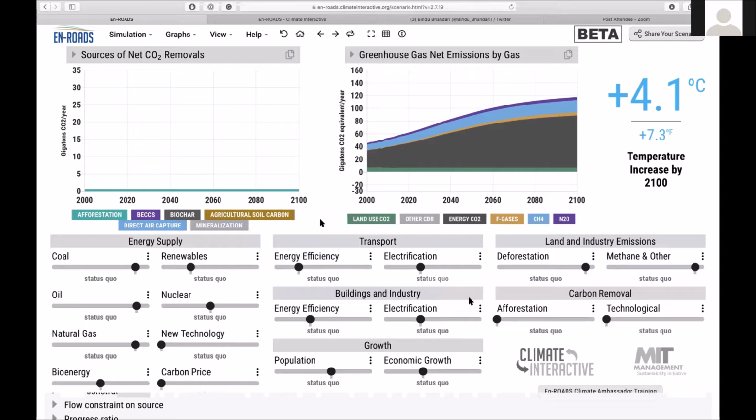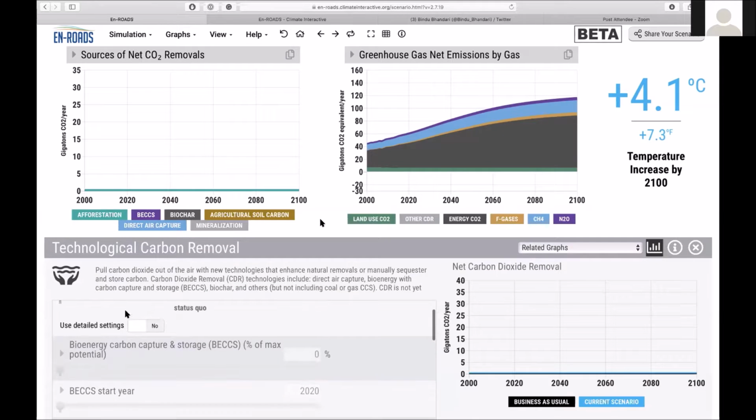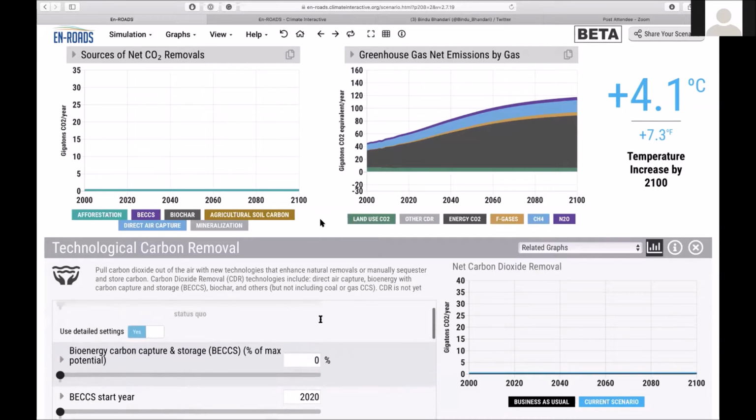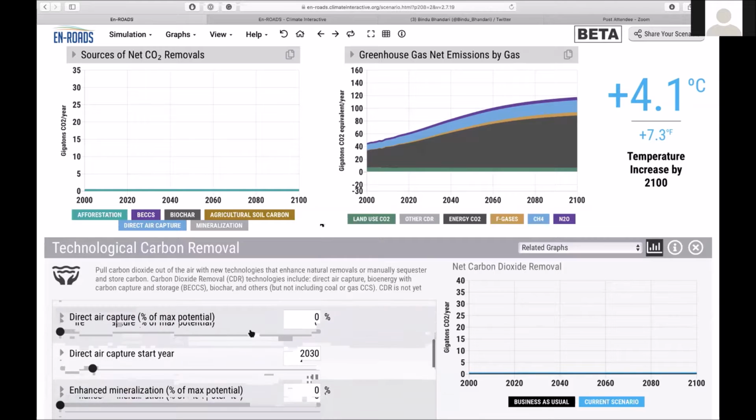And since many of you might be interested in the topic, I'm going into the detailed settings of technological carbon removal and move some of these sliders to see what happens when I move them. So I'm using the detailed settings, and I would like to draw your attention towards these graphs on the left and right, and notice how different lines and areas change. So for example, let me start with direct air capture. The percentage of maximum potential says 59%.